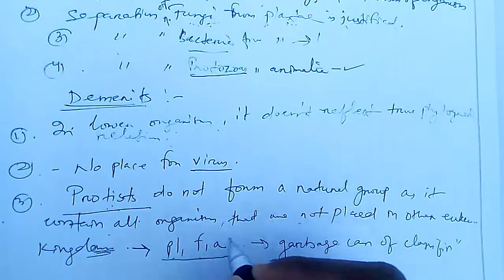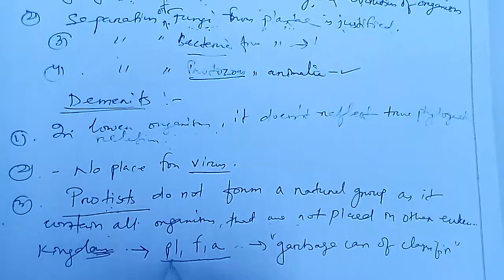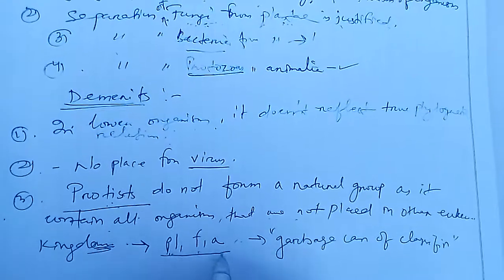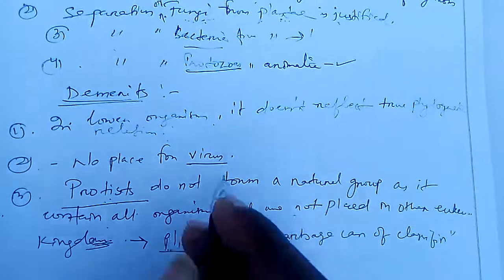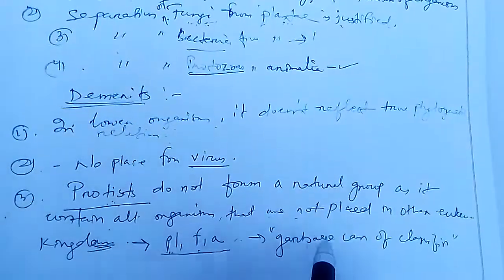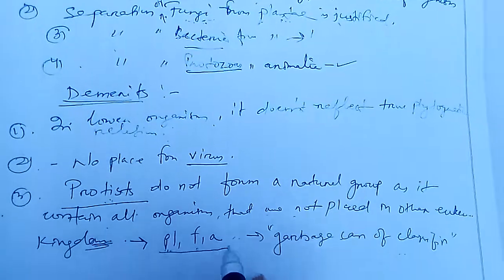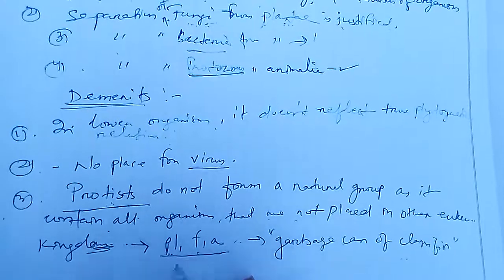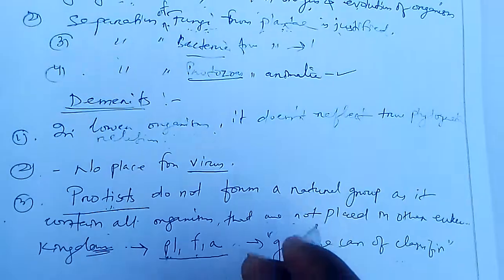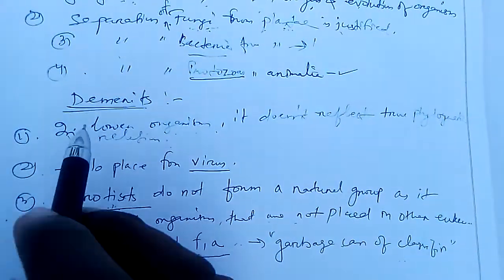Garbage can means dustbin. Those organisms which do not find a place in Plantae, Fungi and Animalia are all included in the Protista kingdom. That's why Protista is known as the garbage can, or dustbin, of the classification. So these are some demerits of the 5 kingdom classification.